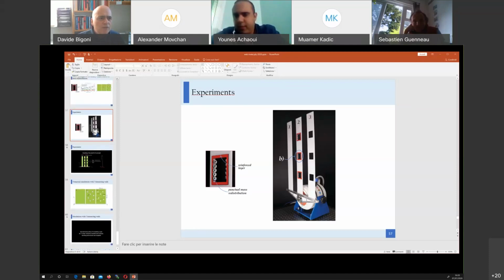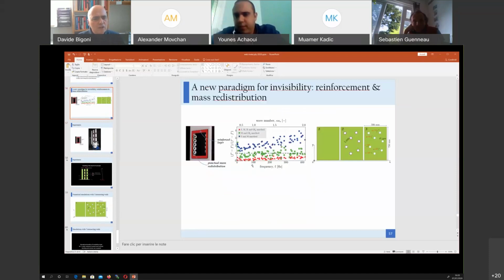Yeah, this graph of scattering is like that. There are all the frequencies here. And this is a measure of scattering. 0 means that scattering is completely excluded. 1 means that the cloaking doesn't work. And all these spots here are all cases that we have done numerically.